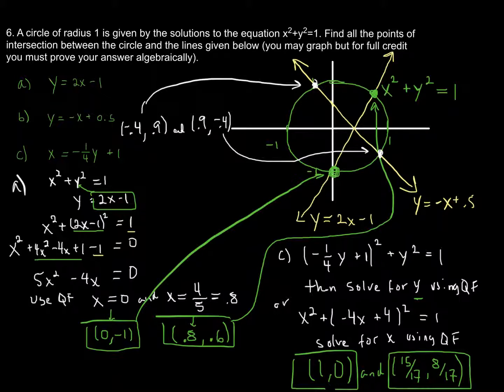For part C, this is a little more tricky because this equation here is solved for x. So it might make it hard to graph. However, there's a couple things you could do. The first is you could solve for y using inverse operations and then graph that function. And if you did, you'd get y equals -4x plus 4.